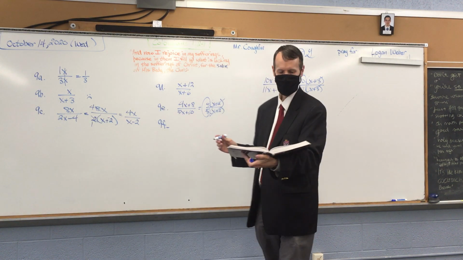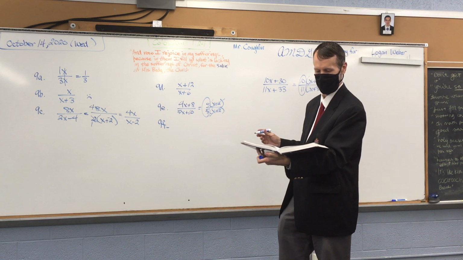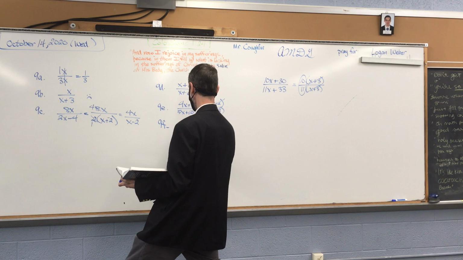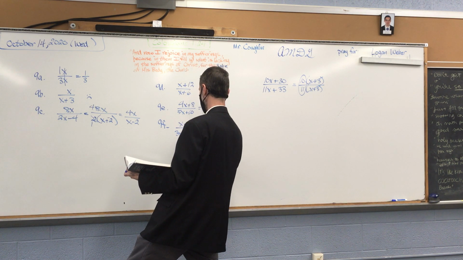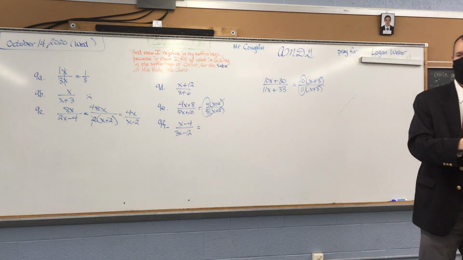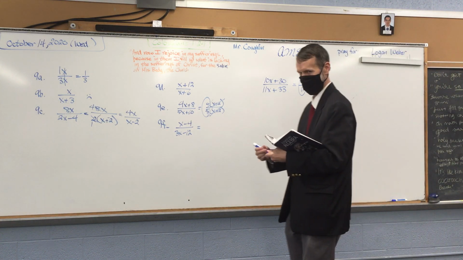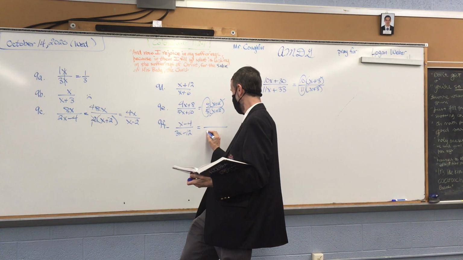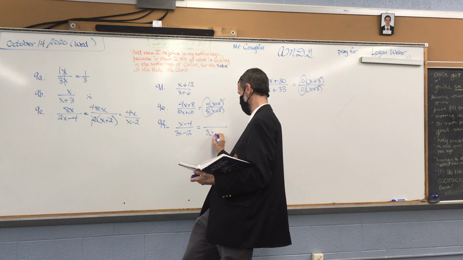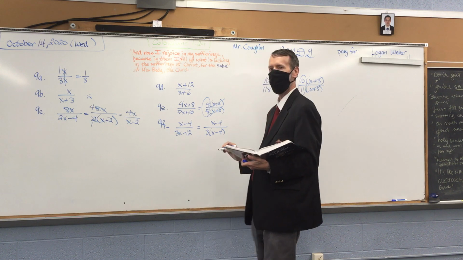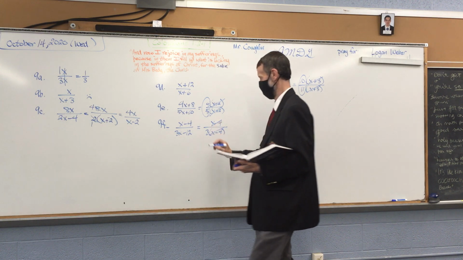Number 9, x minus 4 over 3x minus 12. Sarah, take this one. The bottom can factor. GCF of 3. So then x minus 4. And then x minus 4, and then those two can cancel. And then you're left with 1 over 3.